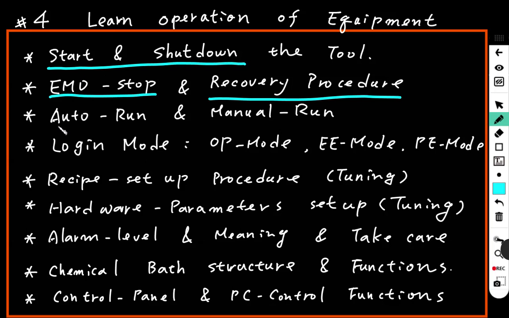And the auto run and the manual run. Auto run means the tool starts to run automatically. The manual run is that the engineer runs the tool by manual operation. It's a special case, but in some situations we have to do it.